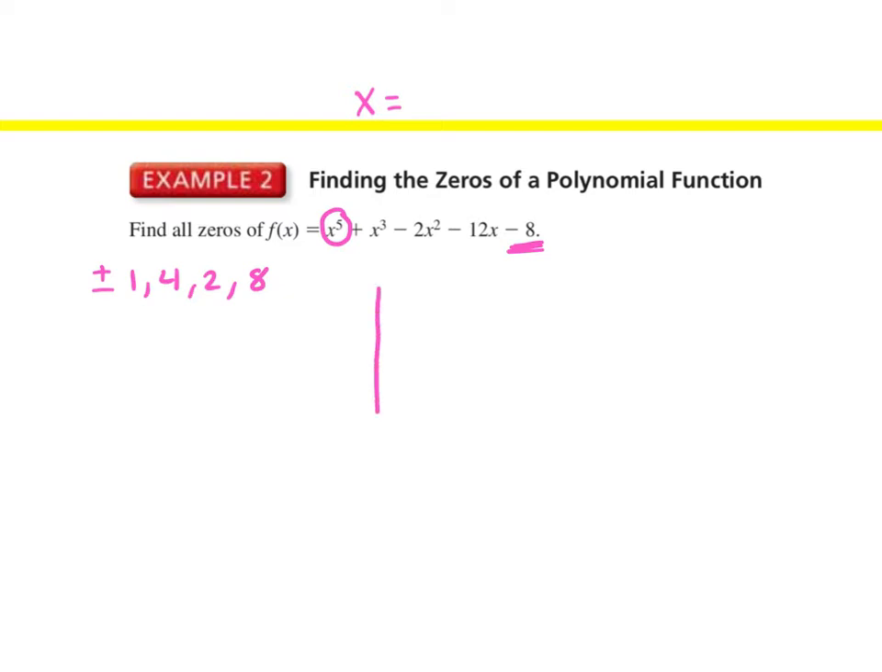What is going to go inside of the box? So these are all of our possible factors. Now we need to test them by synthetically dividing. What goes inside the box? 1, 0. Good job including that 0 because we're missing a term here, so we have to include that 0, x to the 4th. 1, -2, -12, and -8. What do you want to try first?